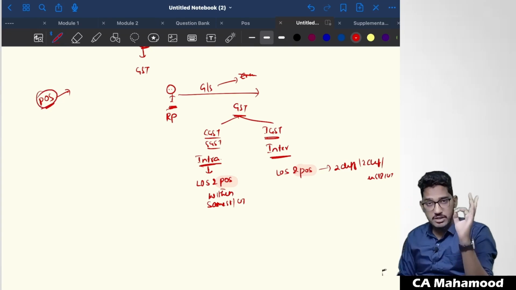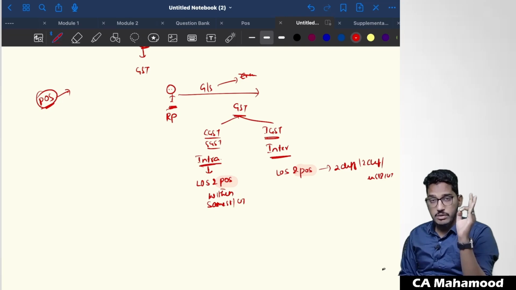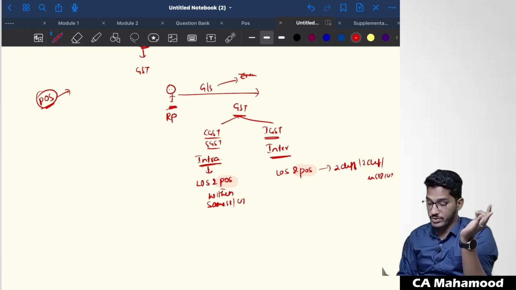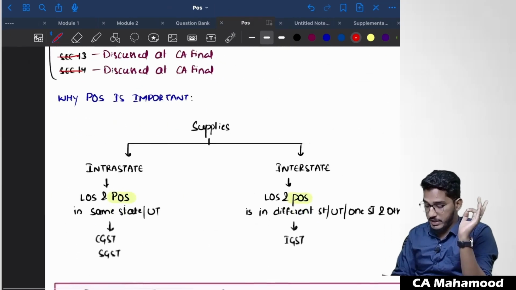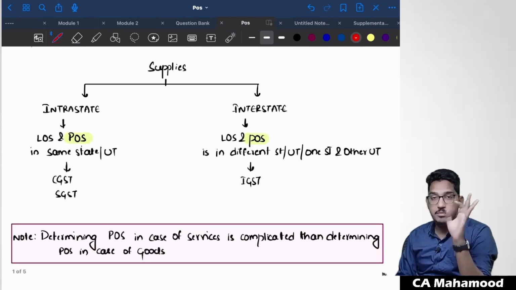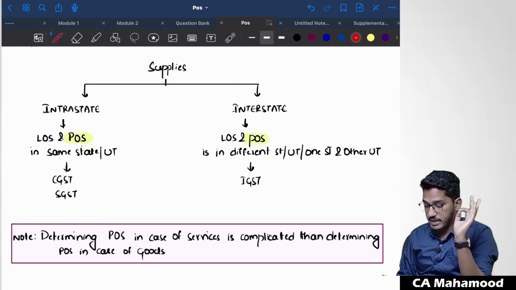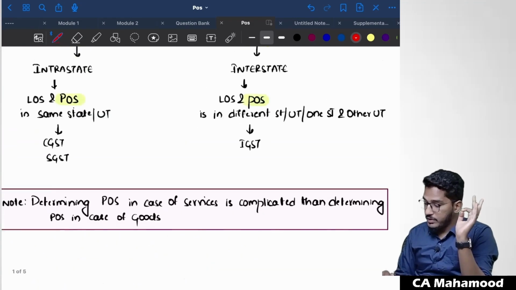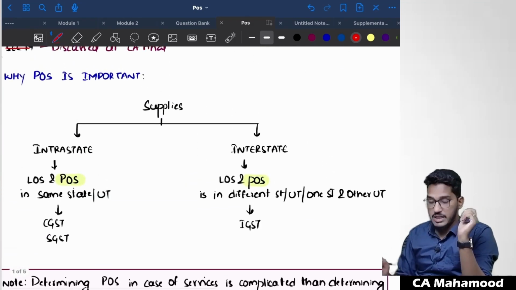It is one of the fundamental concepts. If you don't know what the place of supply is, you will get confused about which GST has to be collected. So that's why, from the fundamental perspective, it is very important. Able to understand? That's what I have written here, and that's what the chart given here shows.